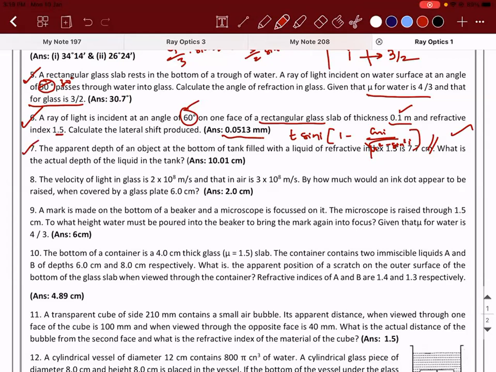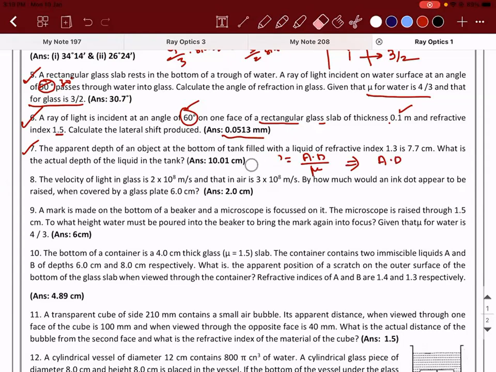The apparent depth of an object at the bottom of a tank filled with liquid of refractive index 1.3 is 7.7. What is the actual depth of the liquid? So what is the relation between real depth and apparent depth? Apparent depth is equal to real depth divided by mu.